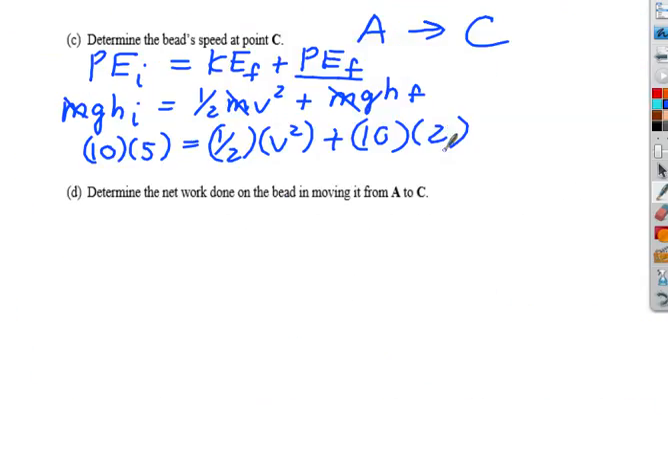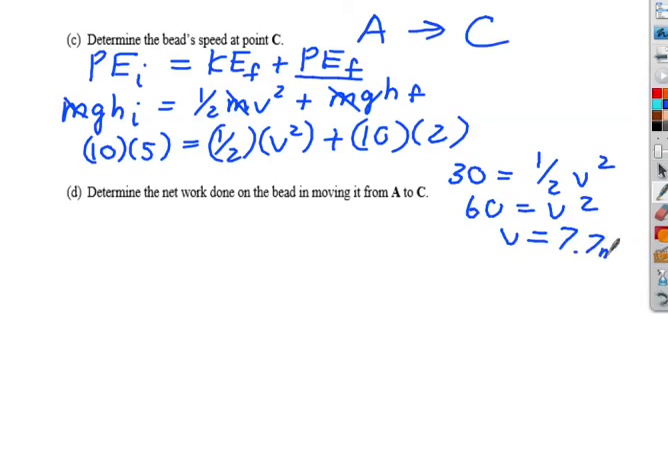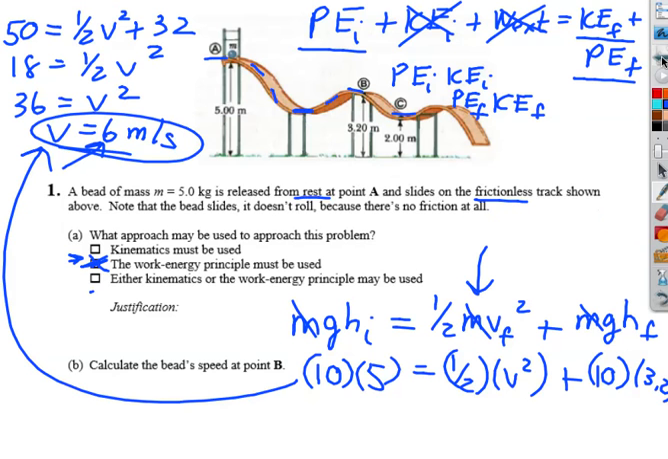All right. I can solve. This is going to basically come down to what? 30 equals 1/2 v squared. So we got 60 equals v squared, and v will equal, what is the square root of that? It is 7.7. 7.7 meters per second. Okay? Which makes sense. More of it has changed to kinetic energy. I am lower. There's less potential energy. It has converted into kinetic energy, but the mechanical energy is still the same.